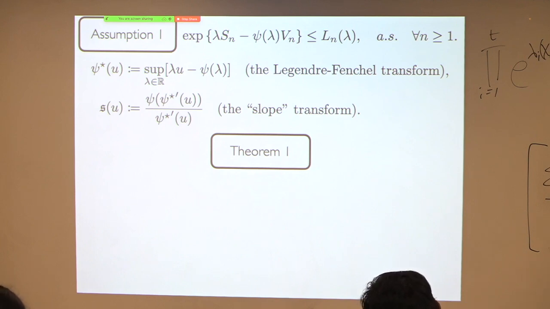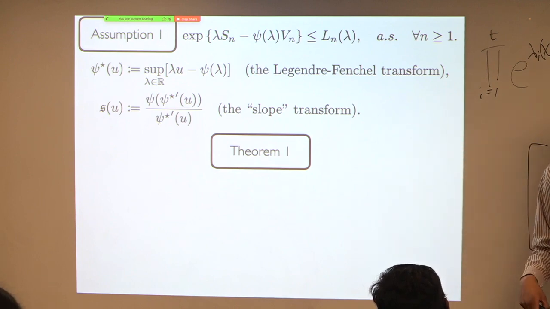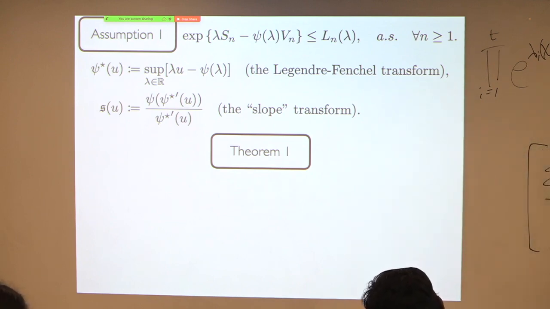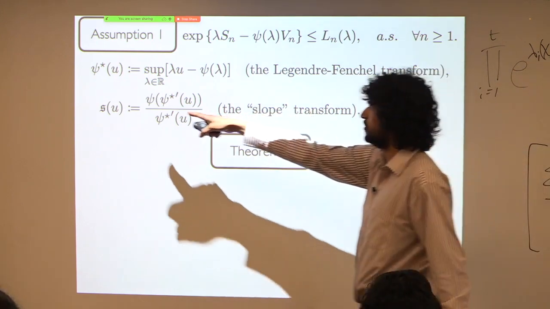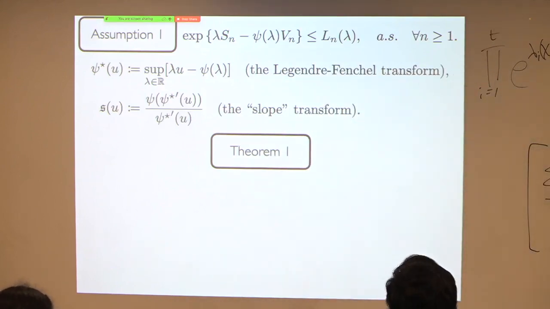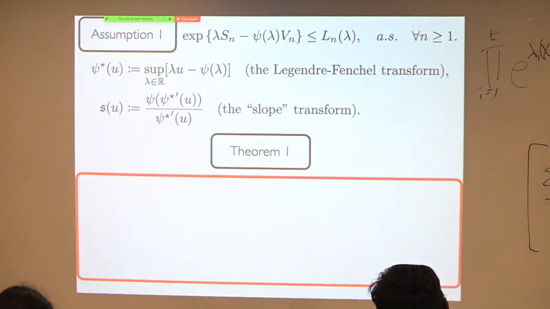Okay, so if you want examples, then psi star of u in the Gaussian case is still u squared by 2, and this slope transform is actually u by 2. It turns out that if you plug it all in, you get u by 2, and this is always between 0 and u. So S of u is always between 0 and u. It's non-negative, and it's u by 2 in the Gaussian case. So that's for intuition. That's what the slope transform is.